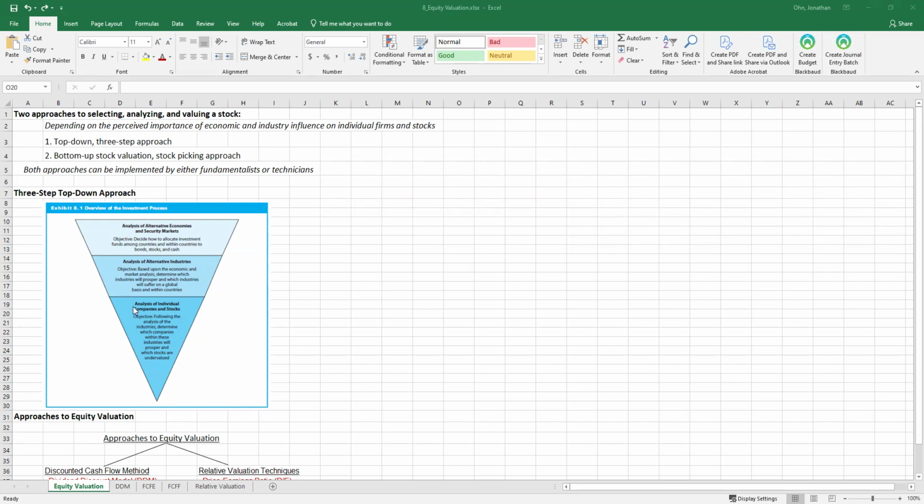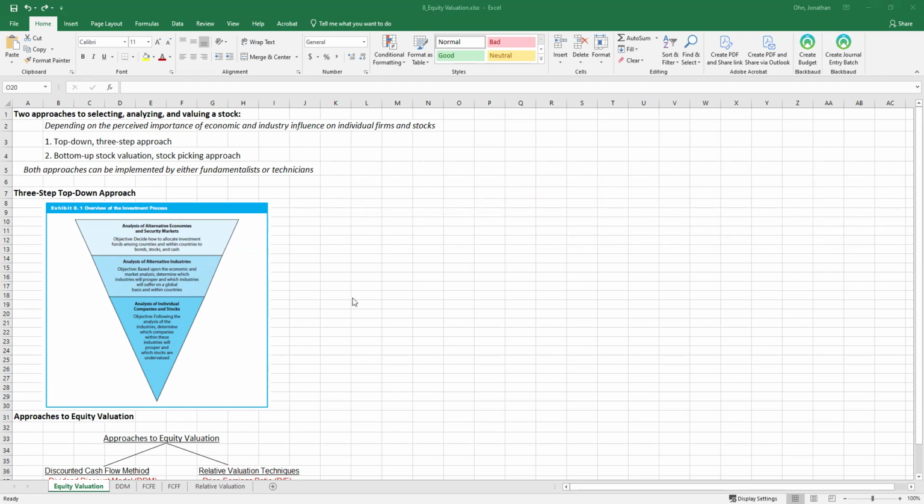Where am I reading? The third one. The objective: following the analysis of the industries, determine which companies within these industries will prosper and which stocks are undervalued. All right, thank you. So we talk about the economy and market analysis, then industry analysis, and then company stock analysis. We'll cover these in more detail in later chapters.